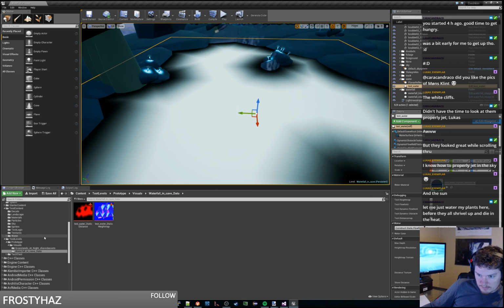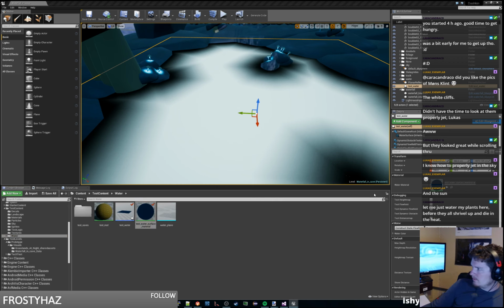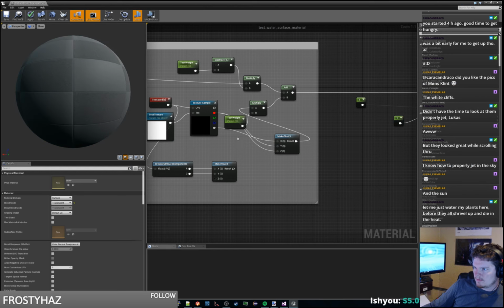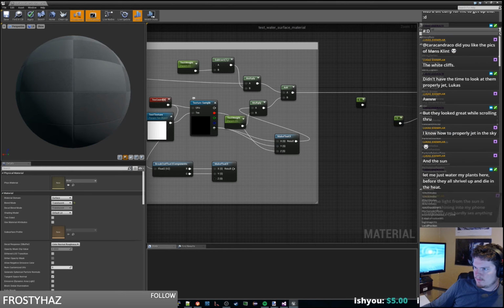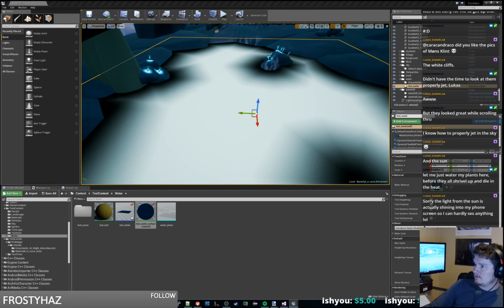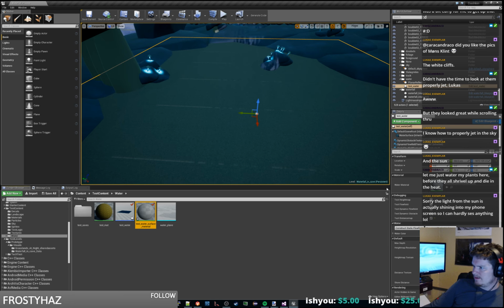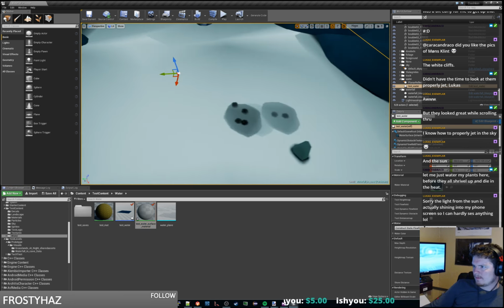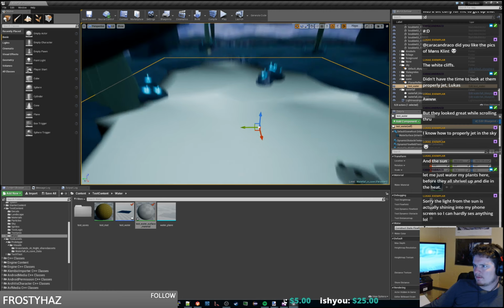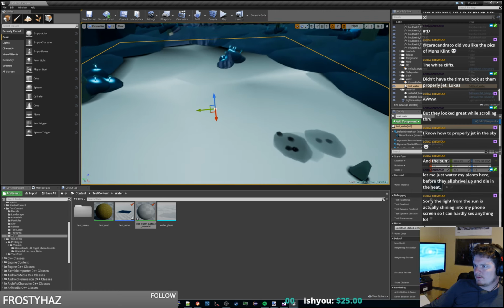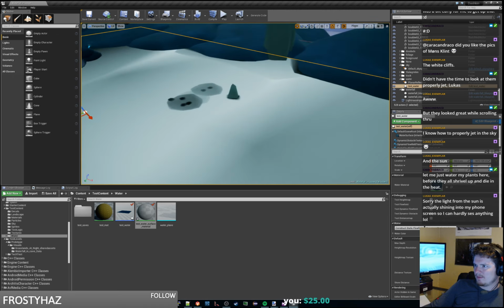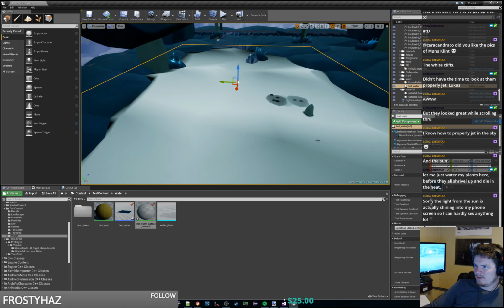Alright, so I'm going to go to my water stuff here, and I'm going to plug the alpha in just to see what the alpha on this texture sample is going to be, the height map. So the height map would be 0 at these locations that we have here.